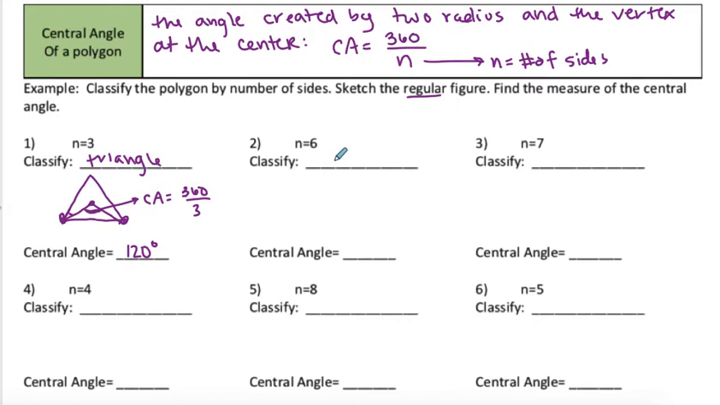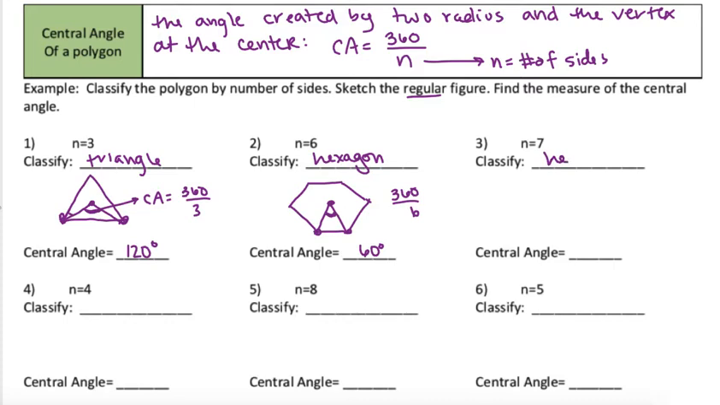Okay, on number 2, we have a 6-sided object, which would classify it to be a hexagon. Okay, if I try to draw that, I'm going to draw out. And again, I know that my drawings aren't perfect, and I could use my cheating tool, but I want you to practice this as well. And so central angle, go up to the center, vertex to vertex, and find that measurement, 360 divided by the number of sides, which is 6. So the measure of this angle here at the center is 60 degrees.